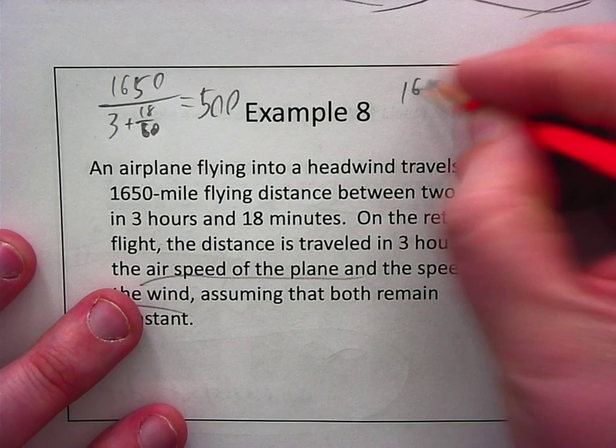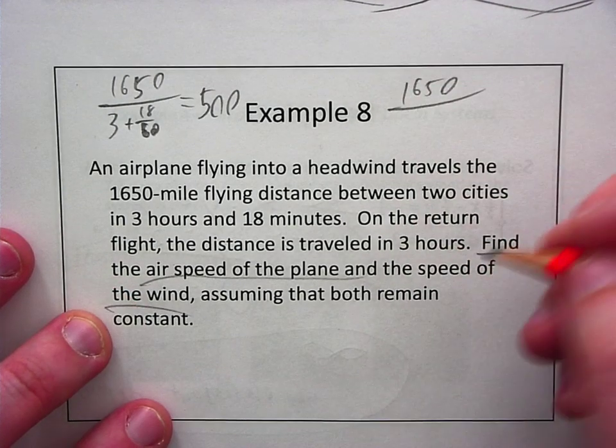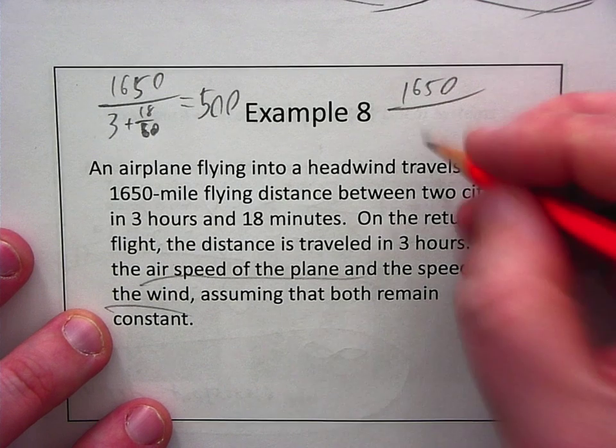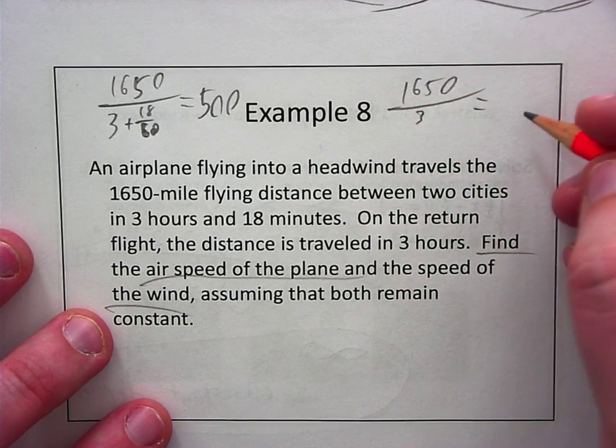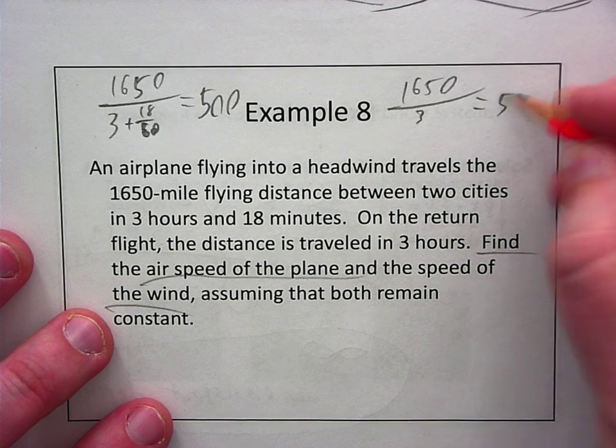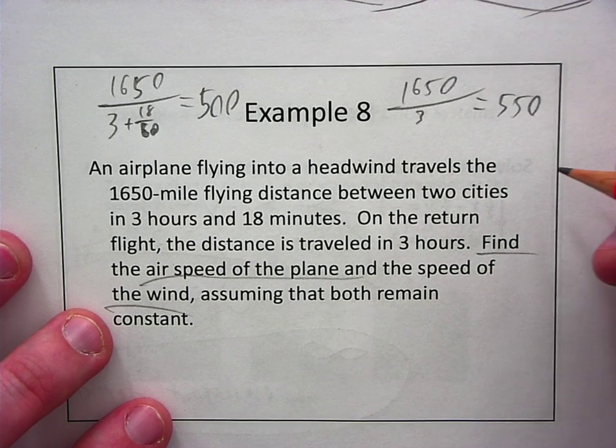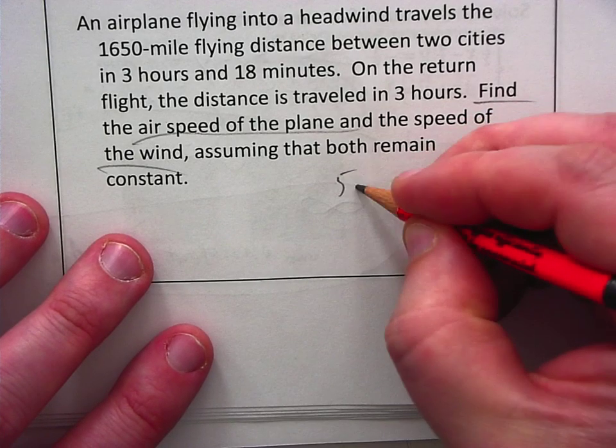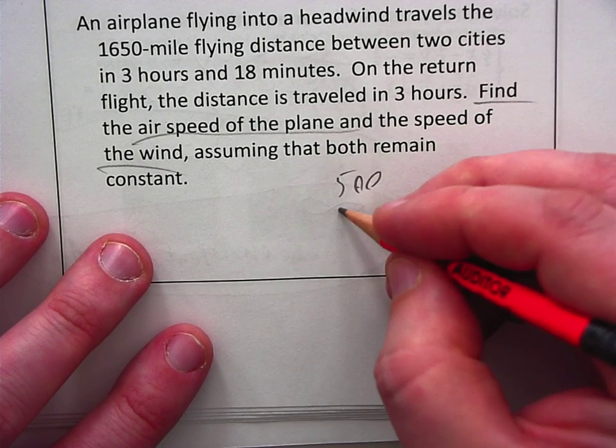Okay, 1650 divided by, for the other one? There's 3 hours, just 3 hours. That gives you 550. Okay, so those are your two speeds. So I'm going to set up these two equations, one with 500 miles per hour, one with 550.